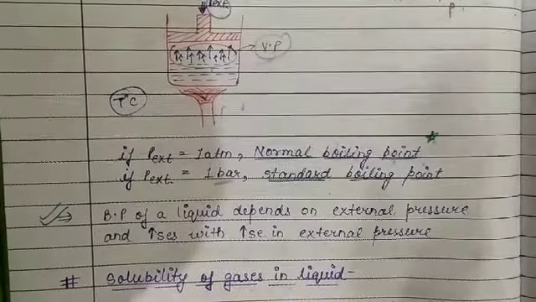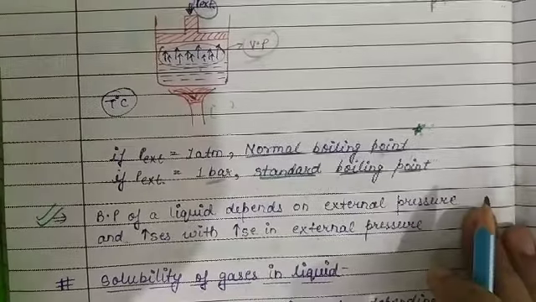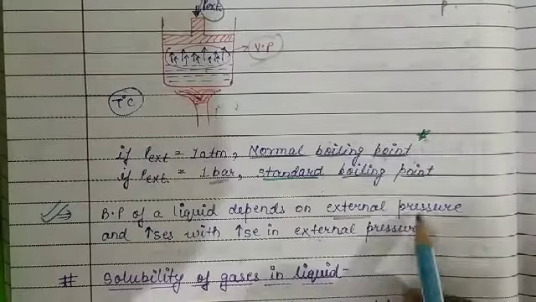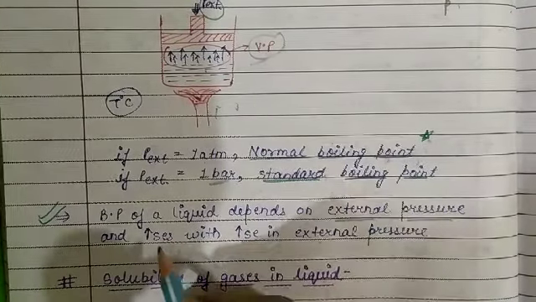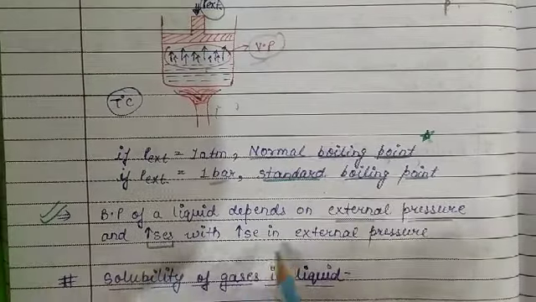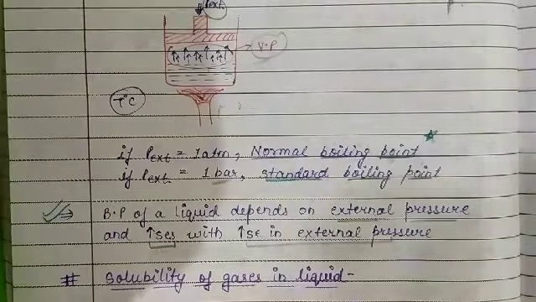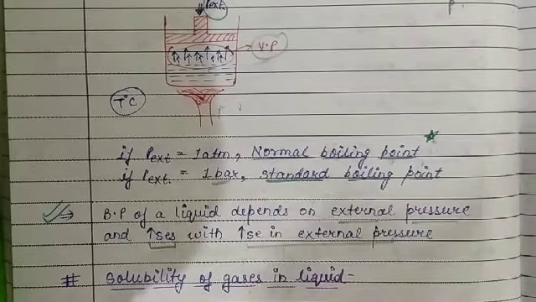And also we know the boiling point of a liquid depends on external pressure, and boiling point increases with increase in external pressure. Therefore boiling point depends on the external pressure.